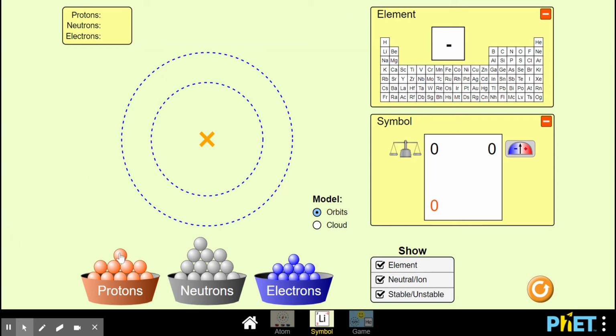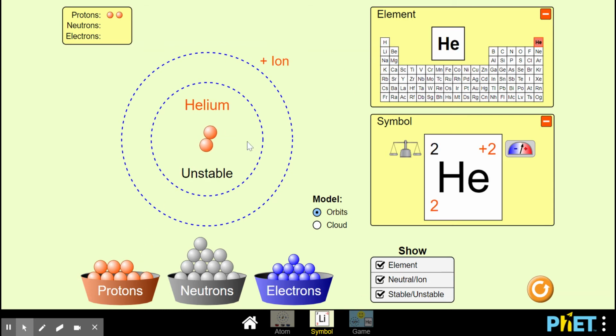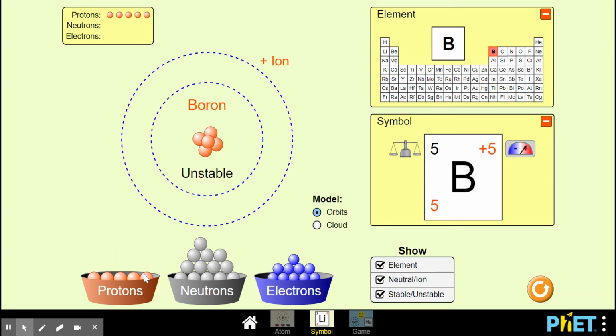So let's build an atom. One proton makes it a hydrogen atom. Two protons makes it a helium atom. Three protons makes it a lithium atom. Four protons makes it a beryllium atom. Five, a boron atom, and six, a carbon atom. Carbon's a good place to stop.